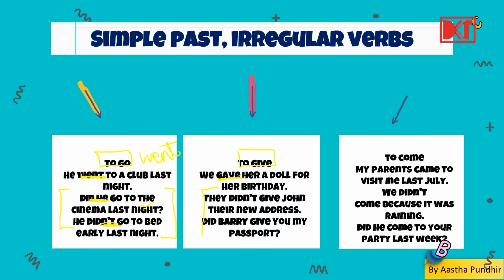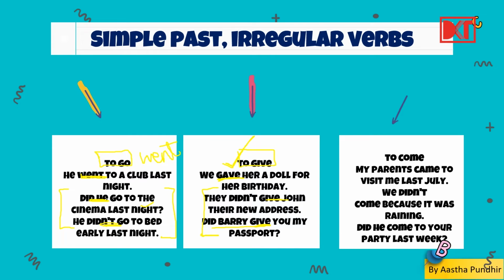The rest of them did के साथ didn't जब आ रहा है. They didn't give, which means the original form. They didn't give John their new mattress. For question also, did Barry give, which means the original form. Did Barry give you my passport? And for the rest of them, we use gave when there is no did to be used. I gave her, you gave, he gave, she gave, it gave, we gave, you gave, they gave.